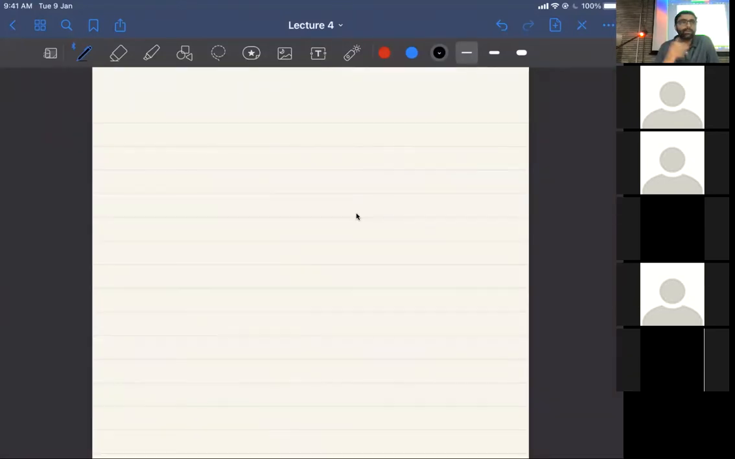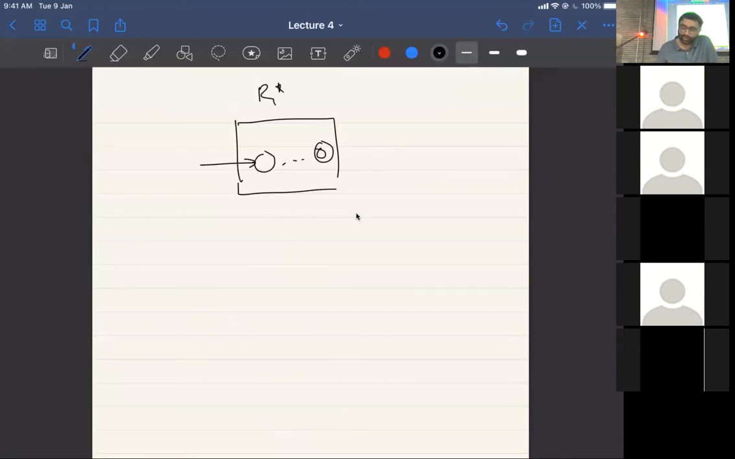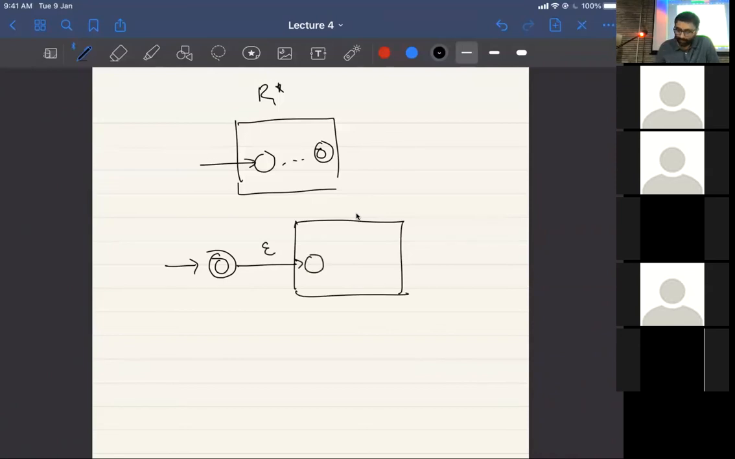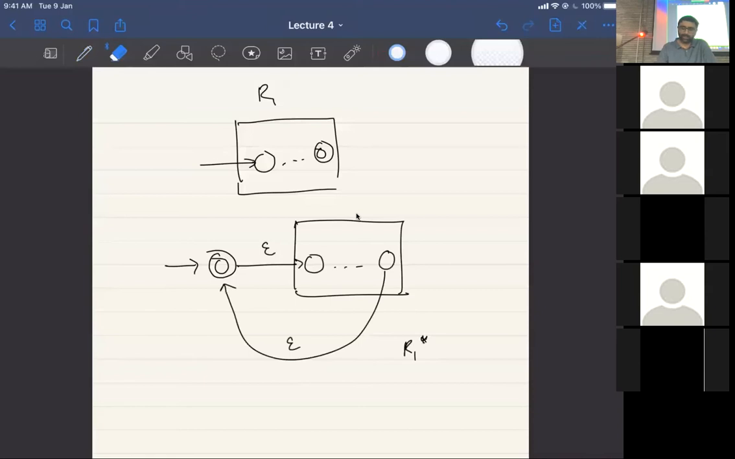And the third one is the star. Suppose this is the machine for R1, with some transitions and some final state. In order to create the NFA for R1 star, we create a new state, make it both the starting state and an accepting state, and connect it with an empty transition to the starting state of the old machine. We make the old final state an ordinary state and connect it back to the new state with an empty transition. This is R1, and this is R1 star. Clear?